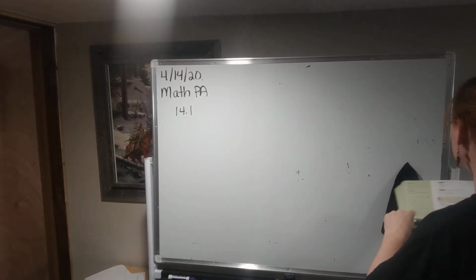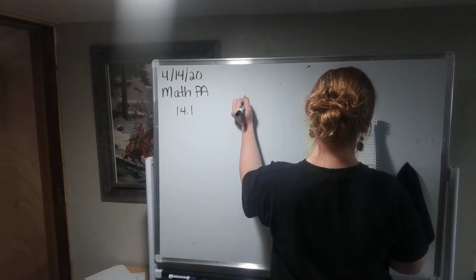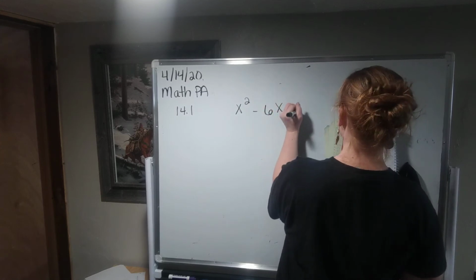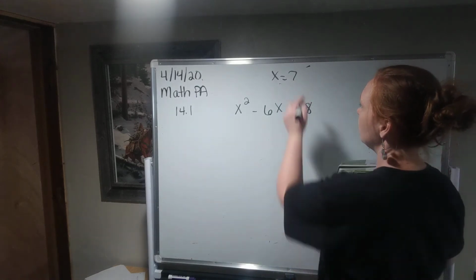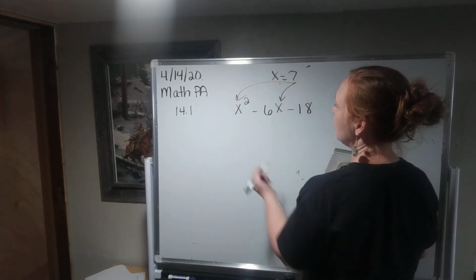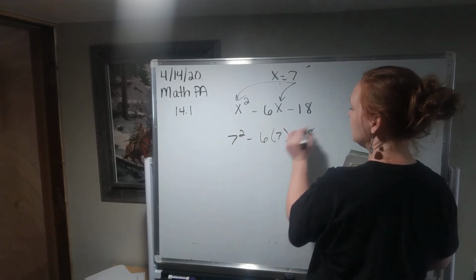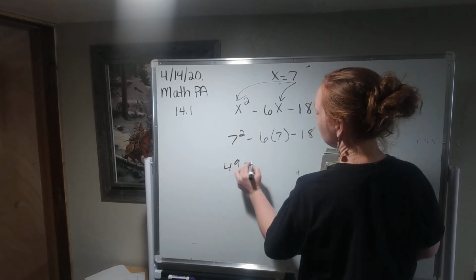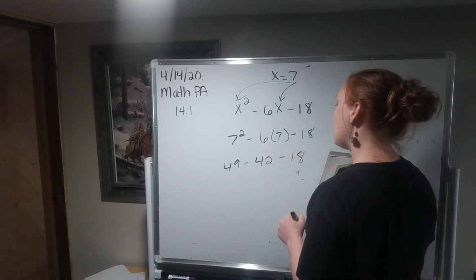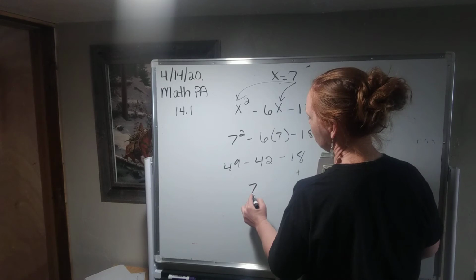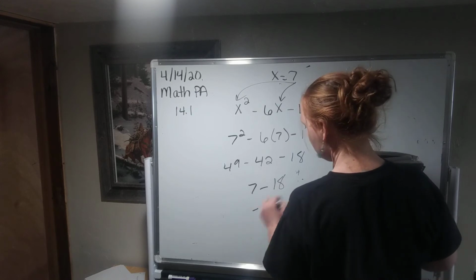Example 1 says evaluate. That means solve. x squared minus 6x minus 18 when x equals 7. What do we do? We plug the 7 in anytime you see an x. So 7 squared minus 6 times 7 minus 18. 7 times 7 is 49, minus 6 times 7 is 42, minus 18. So that would be 7 minus 18, so that would be negative 11.